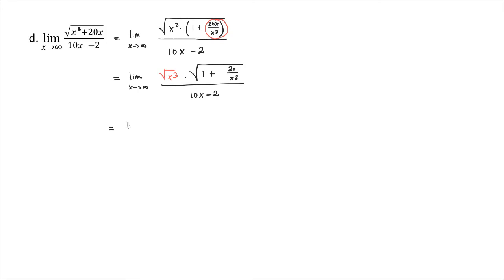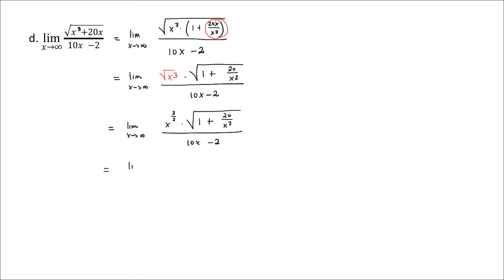That means that we're going to have the limit as x approaches infinity of x to the 3/2 times the square root of 1 plus 20 divided by x squared, over 10x minus 2. And now we are going to go to the denominator. We're going to take the largest power and divide the numerator and the entire denominator by the largest power. The largest power happens to be x.